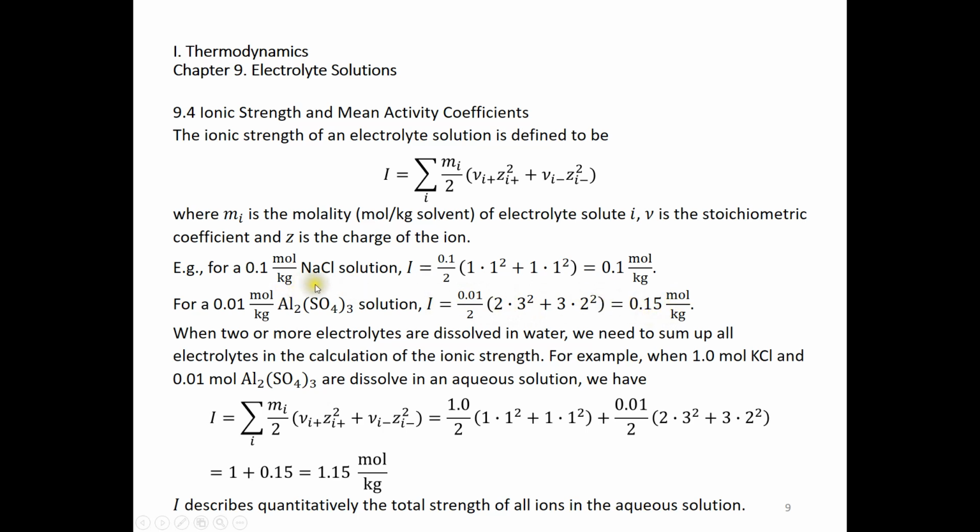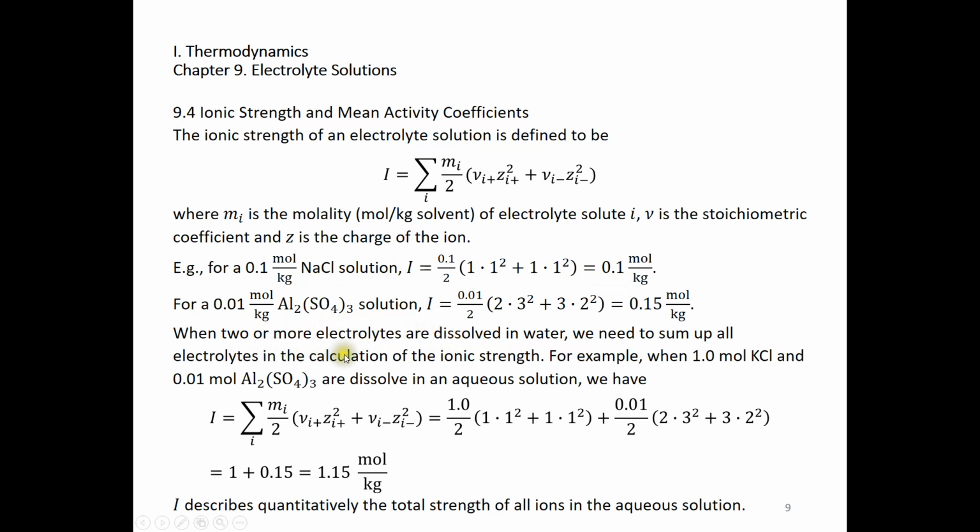So it's really interesting over here. You can see this concentration is 0.1, this concentration is 0.01. Obviously, sodium chloride has a much larger concentration, 10 times the concentration of aluminum sulfate. But in the end, the lower concentrated aluminum sulfate solution has a higher ionic strength than the sodium chloride solution.